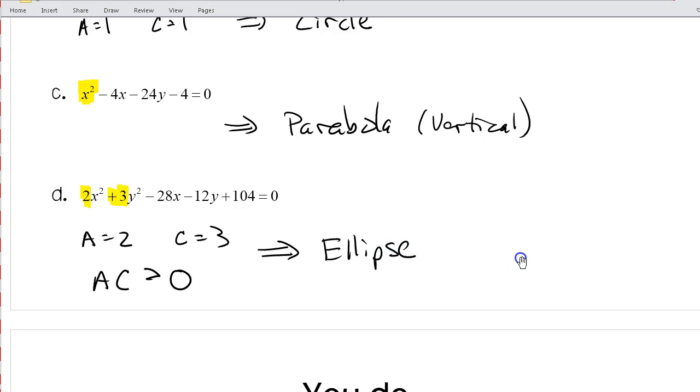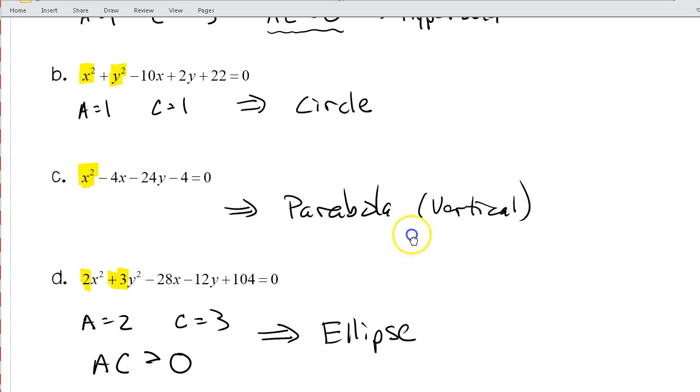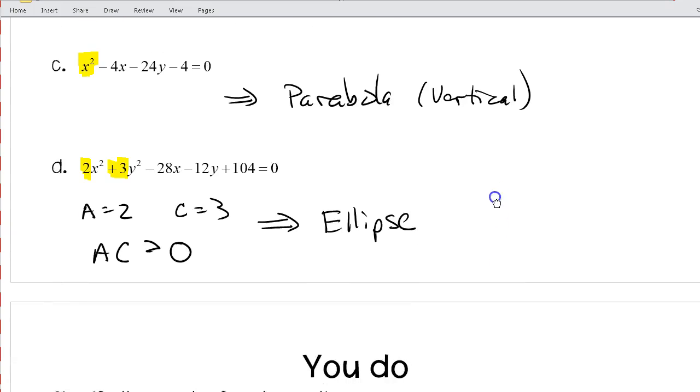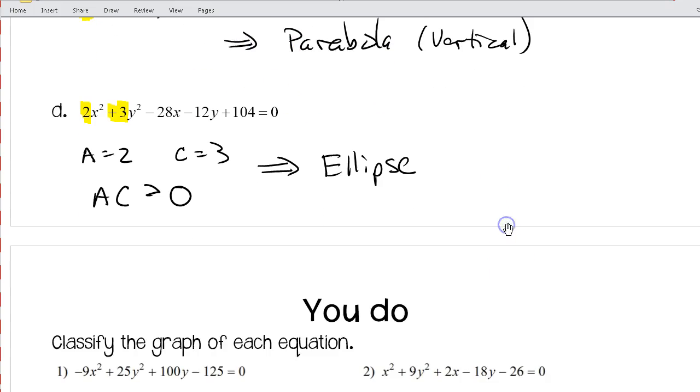So here A and C were opposite signs: hyperbola. A was equal to C: we have a circle. Only one variable squared: parabola. And both coefficients of our x squared and y squared are positive, which means we have an ellipse.